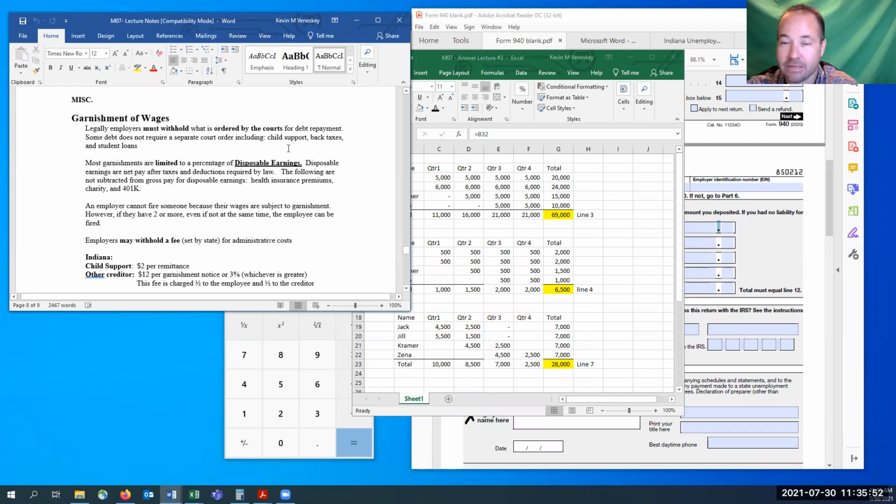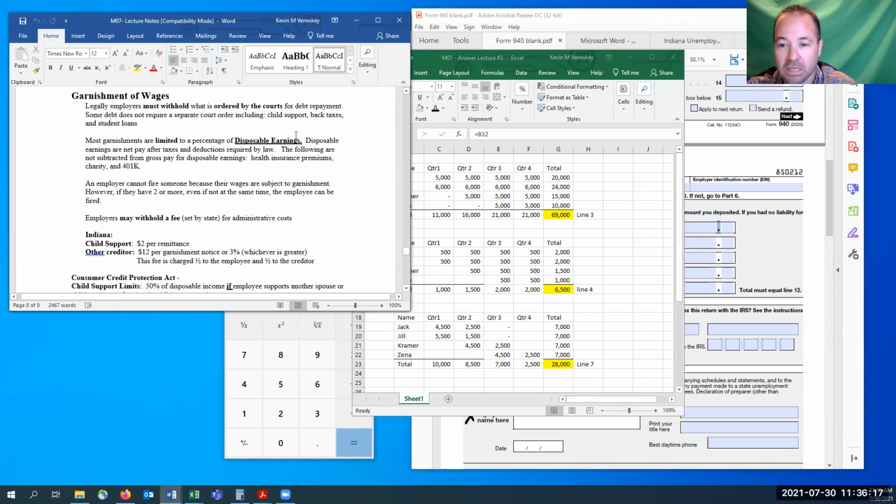Some debt doesn't even require a court order. So as long as you have gone in and shown that you can prove you had child support, you don't actually have to go through a legal process. You can get the garnishment for that. Back taxes and student loans are the other two that you don't have to actually go through a hearing with a judge.